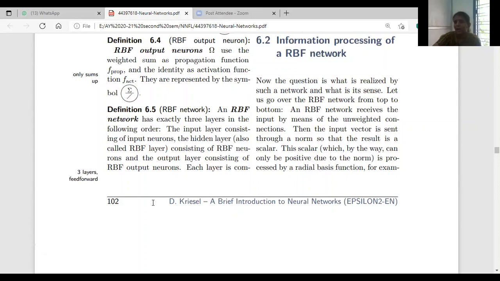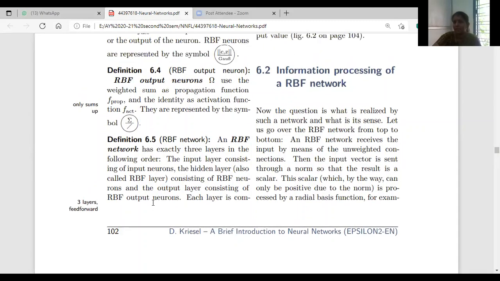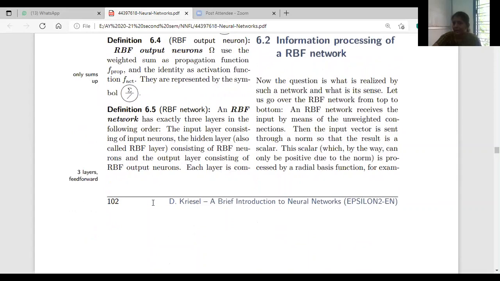So how does your RBF network receive the information and how is it transmitted? Information processing of the RBF network: it receives the input by means of unweighted connections. Then the input vector is sent through a norm so that the result is a scalar value, only positive due to the norm value.